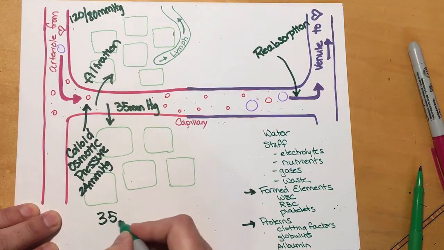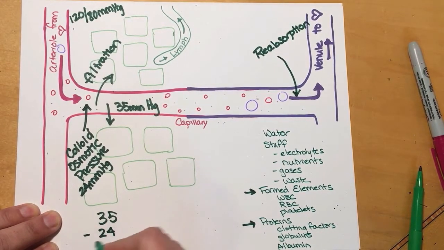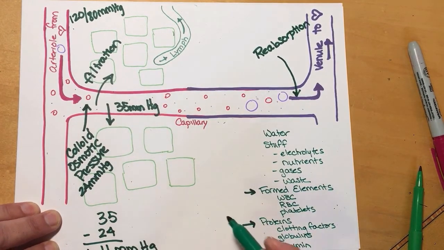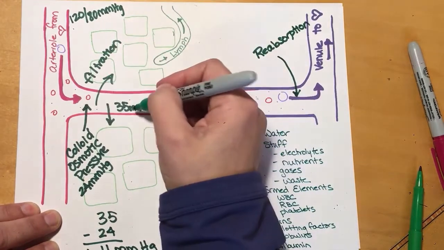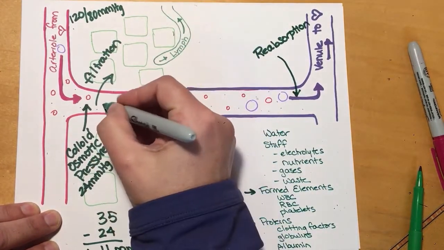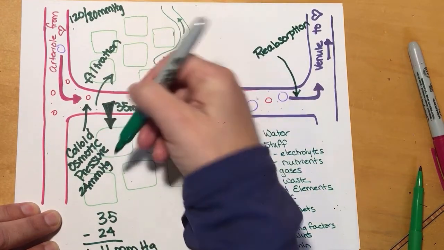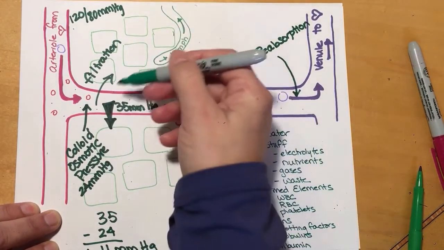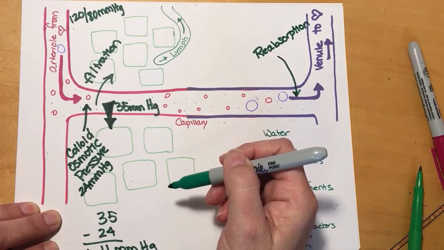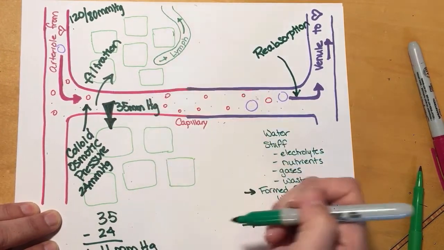So if we do the math, you have a positive pressure of 11 millimeters of mercury. So that means this one is bigger than that one by about 11 millimeters of mercury. So we're going to get a net pressure moving out. So we're going to have more filtration going on because this is higher.